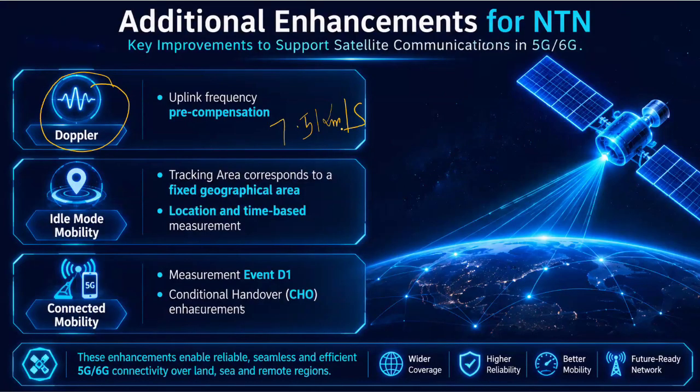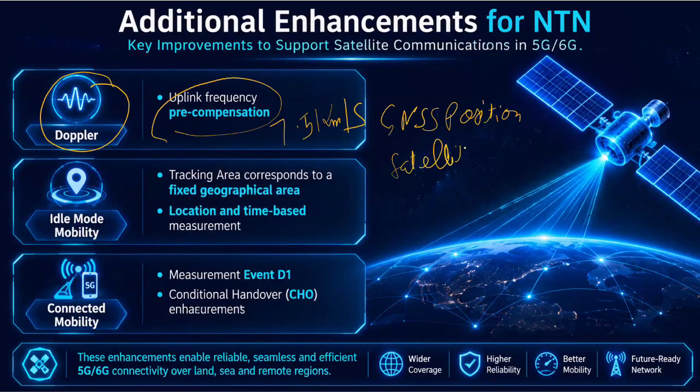So what's the solution? The solution is uplink frequency pre-compensation. What is this? The UE pre-estimates the expected Doppler shift using various parameters like GNSS position and satellite ephemeris, shared through SIB19. We already discussed that. The UE pre-adjusts the transmit frequency so that the signal reaches the satellite at the correct frequency. So instead of the network correcting the frequency error, the UE predicts the shift and pre-compensates the uplink transmission.